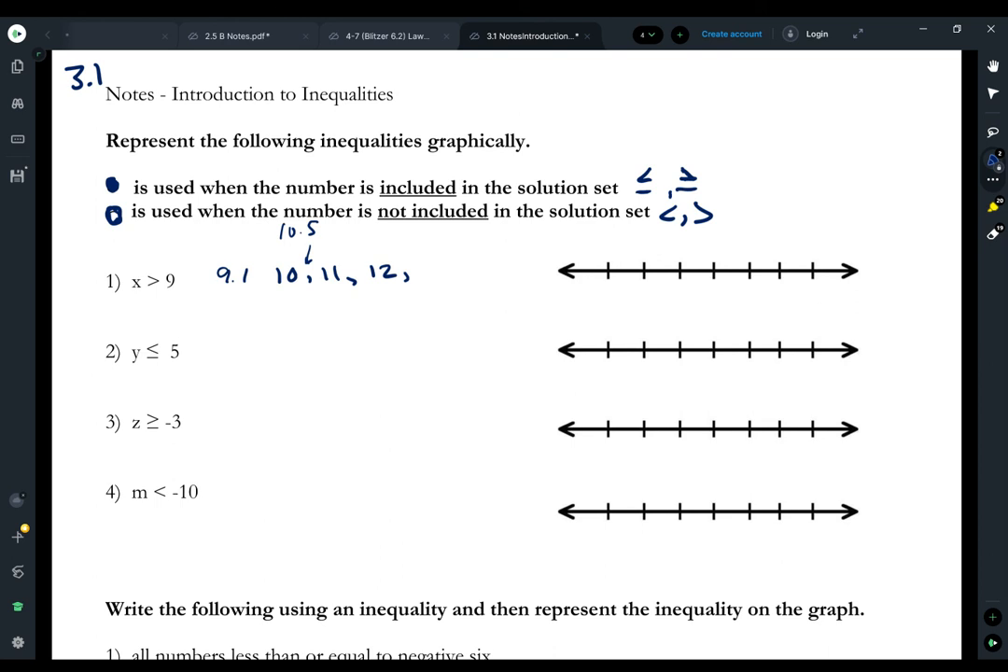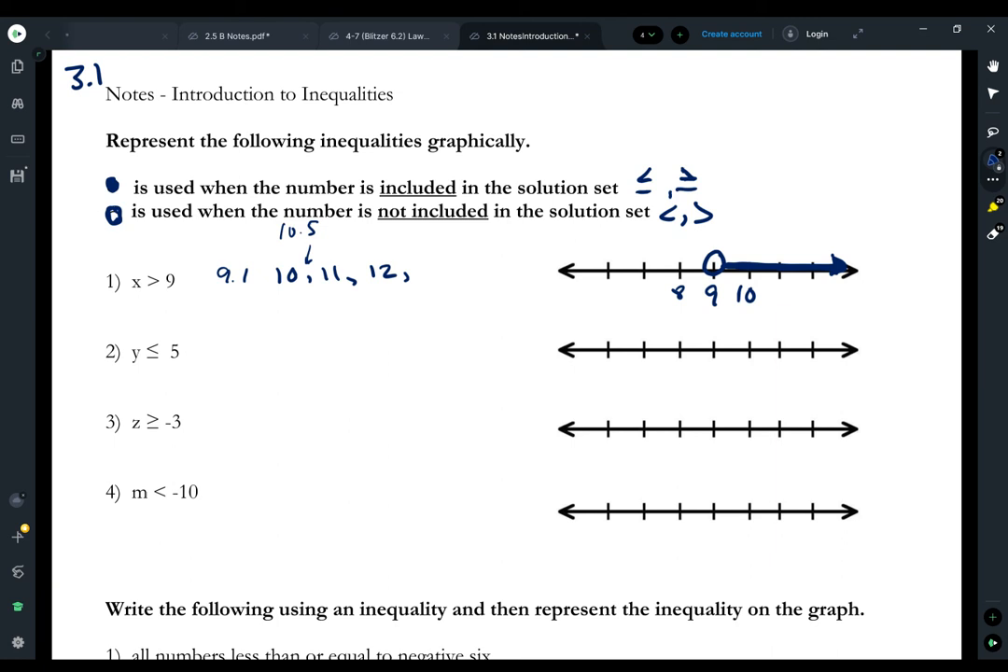So the way that we show that on a graph, so I'm going to go ahead and put an 8, 9, 10 on here, is I write an open circle above the 9 to show it's close but not quite equal to. And then all these numbers that are greater than 9 are going to go to the right. So I just use a line to represent everywhere that those numbers could occur. So that includes that 9.1, 9.5, 10, 11. All of those numbers are greater than 9.